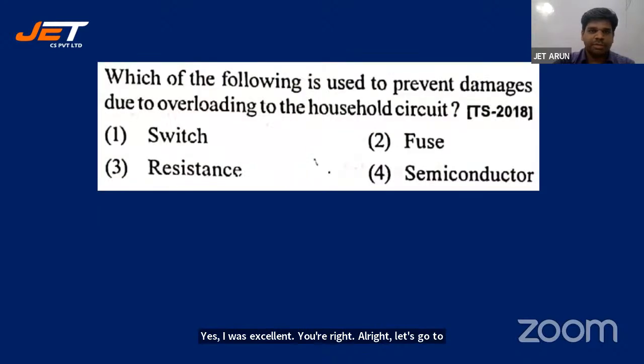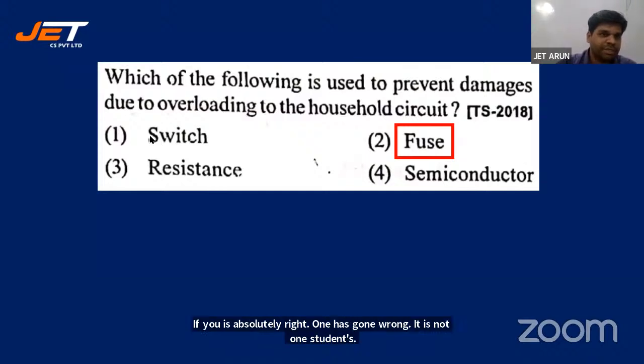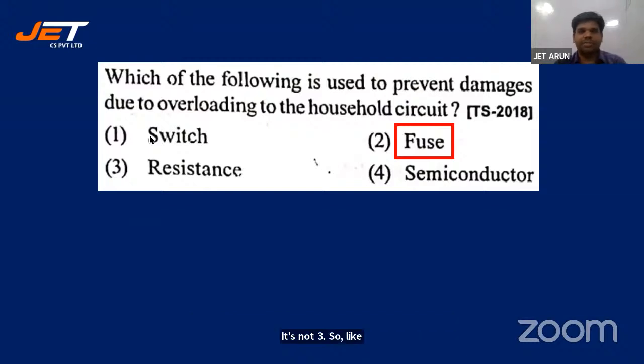All right, let's go for the next one. Which of the following is used to prevent damage due to overloading to the household circuit? Switch, fuse, resistance, semiconductor. All right, good. Consistent response. I'm looking for any wrong answer. No wrong answer as yet. Excellent, student. Fuse is absolutely right. One has gone wrong. It is not one, students. It is not three. Please correct yourself. It is fuse, students, two. No, it's not resistance. It's fuse.